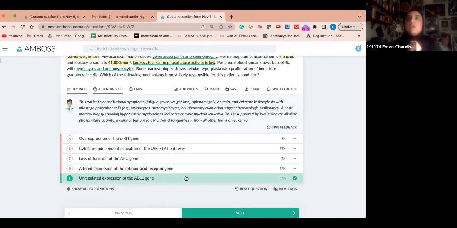So tell me, in CML, what is the translocation? Perfect, 9;22, translocation 9;22. And what do you call that chromosome now, after the translocation? Philadelphia chromosome. And what fusion protein does it make? BCR-ABL, perfect. Okay, and what does this fusion protein do? What activity is increased?